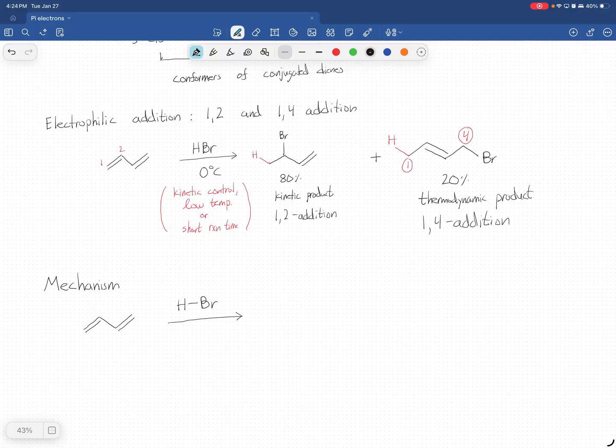So we have HBr. This alkene is going to grab a hydrogen atom here and generate a carbocation. Where do you think the hydrogen will go? Where do you think the carbocation will form? What's the more stable position? Does anyone have an idea?